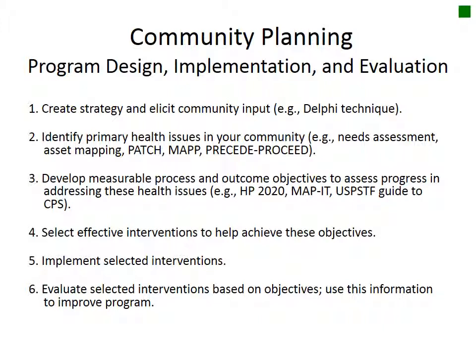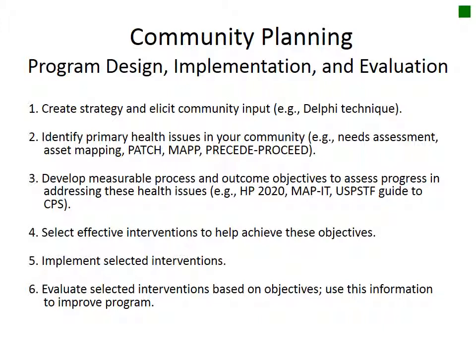So PATCH, for example, stands for Planned Approach to Community Health. MAP stands for Mobility for Action Through Planning and Participation. And then there's this other very long acronym, Precede-Proceed, which we will look at to see how this algorithm, this process, this model works. From there, again, we're going to fine-tune and develop measurable process and outcome objectives to assess progress for obvious reasons. And we might look at particular national objectives like Healthy People 2020 to help guide us in terms of what is important in our community.